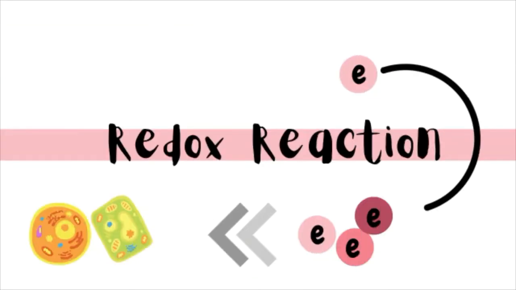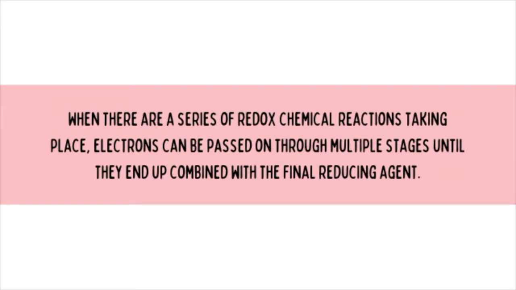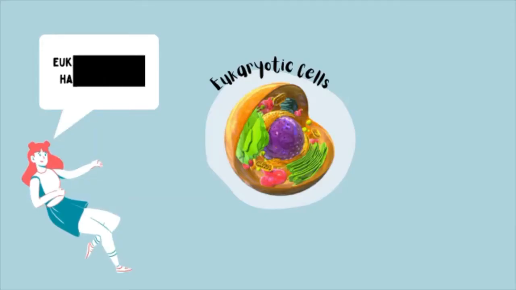Cellular respiration involves many reactions in which electrons are passed from one molecule to another. Reactions involving electron transfers are known as redox reactions, and they play a central role in the metabolism of a cell. When there is a series of redox chemical reactions taking place, electrons can be passed on through multiple stages until they end up combined with the final electron acceptor.